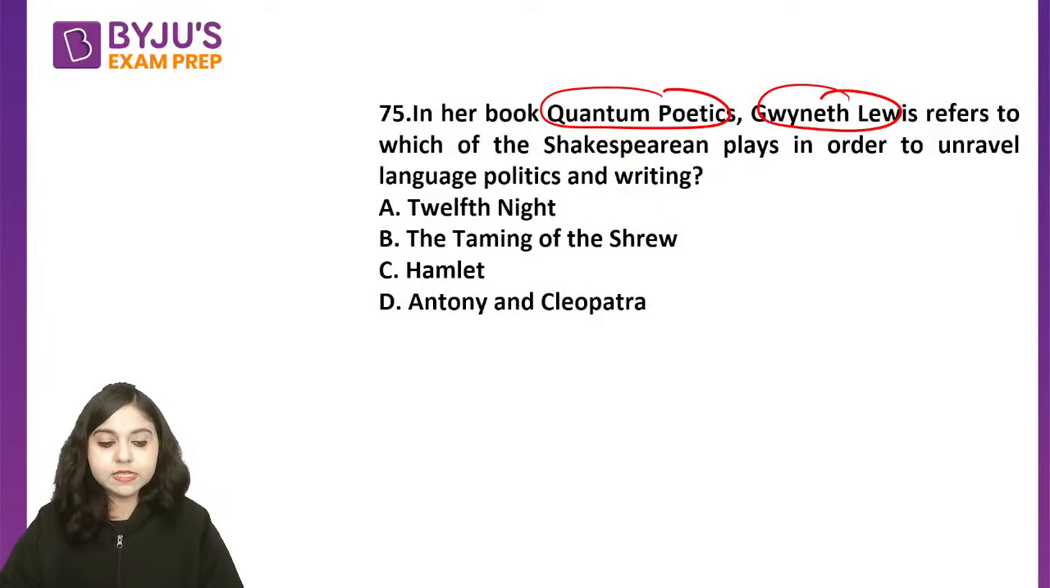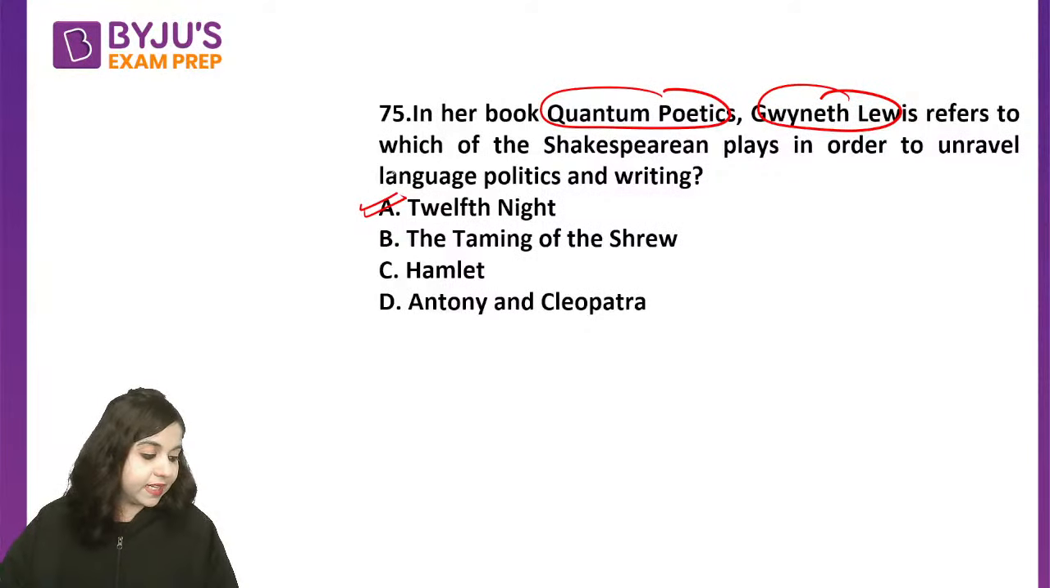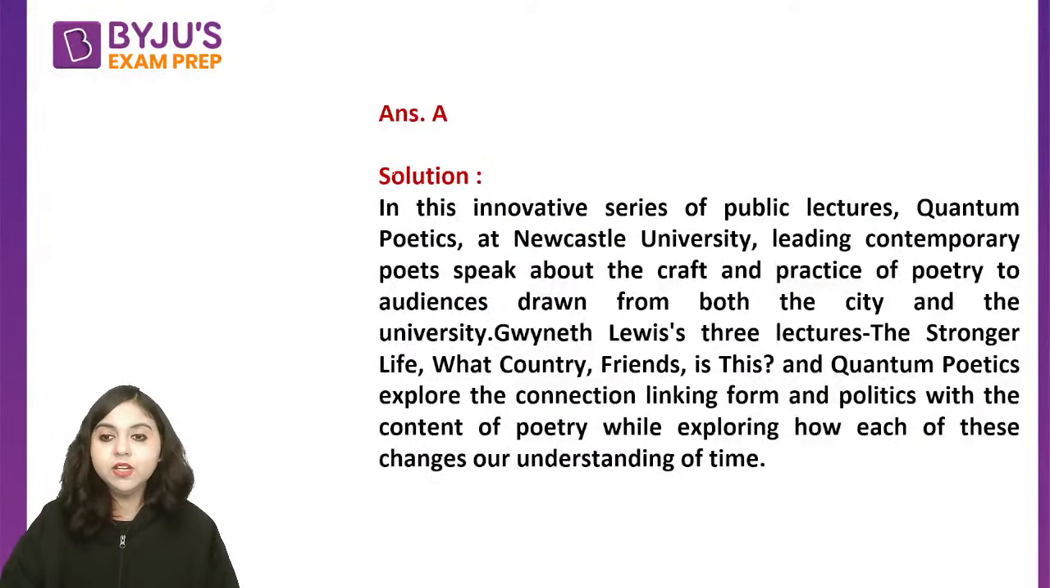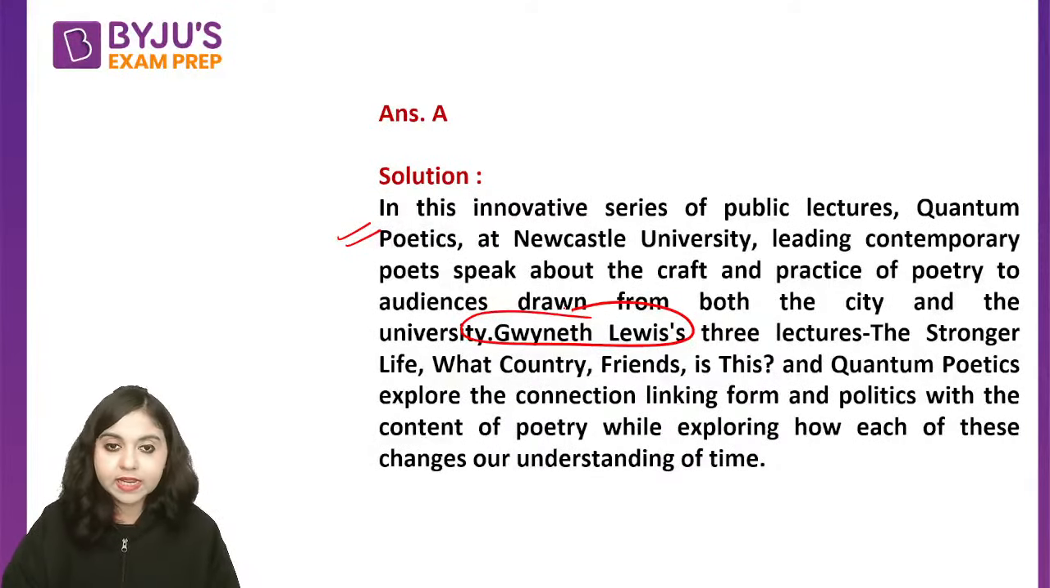What is the correct answer here, everyone? What becomes the right answer here? Anyone? So it is E. It is Twelfth Night. I think nobody has answered it correctly. So here, quantum poetics is actually something where Lewis is telling you about. Lewis is taking the example of Twelfth Night and explaining it to us.